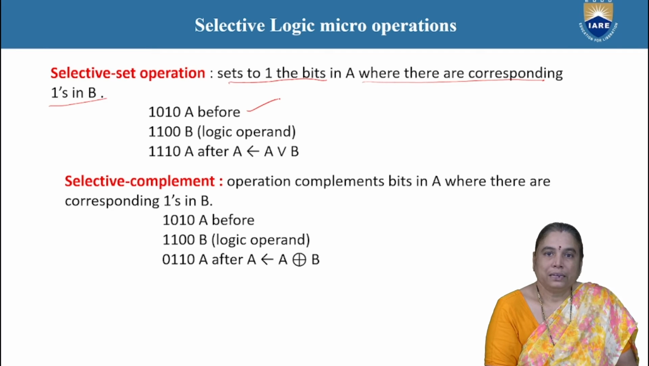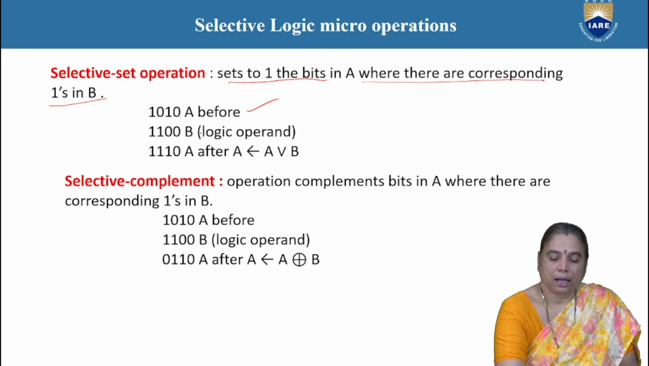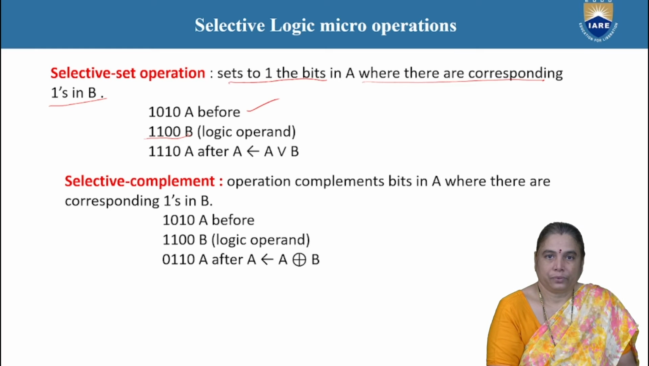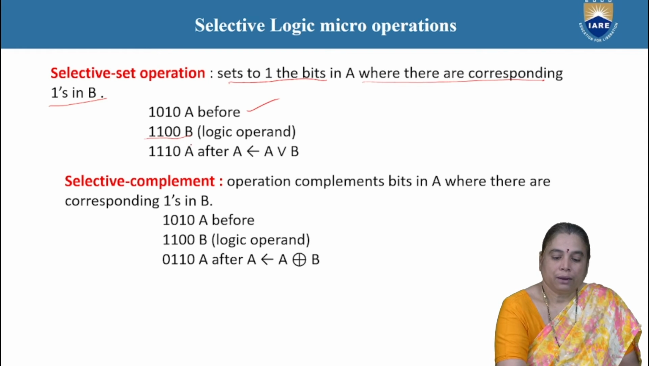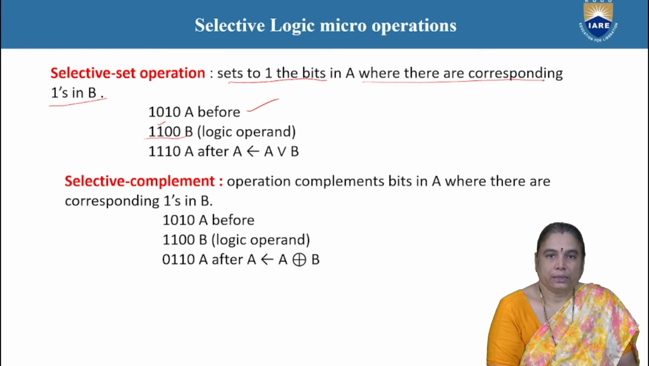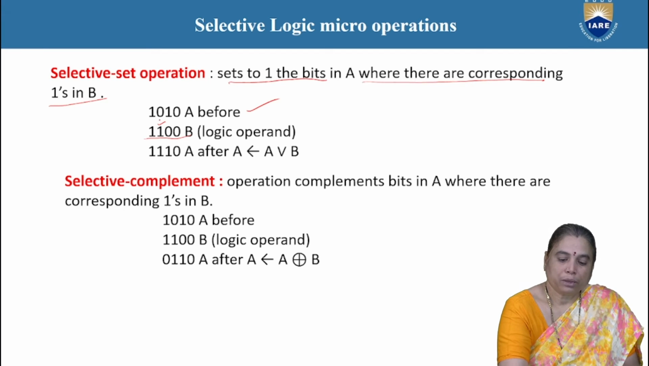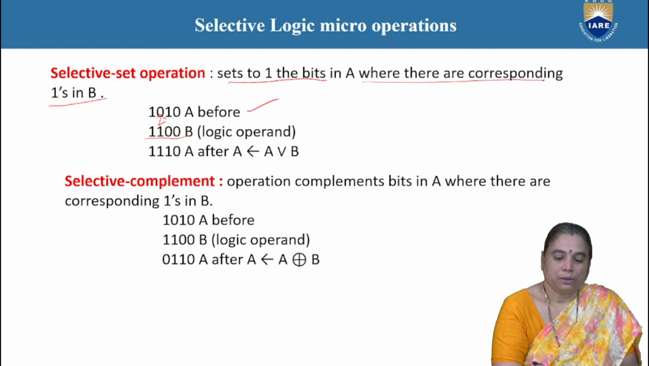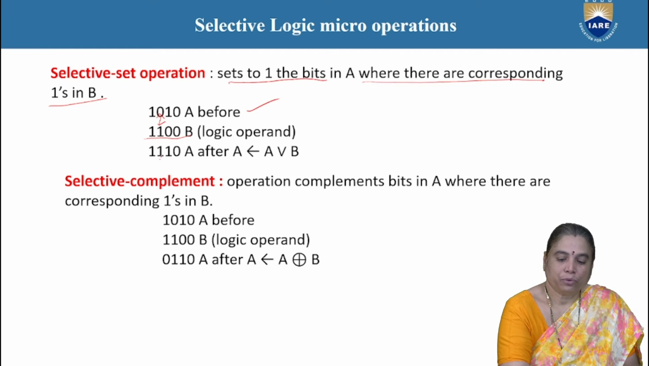So this is the initial value of the A register, and the B register can have the value 1100. So this is the B register. Here, after applying the selective set operation, when there is a 1 in the B register, in this position the B register is having 1. The corresponding bit in the A register has to be changed to 1. So here it can be changed to 1.